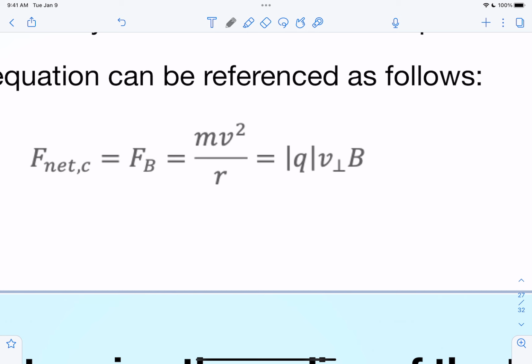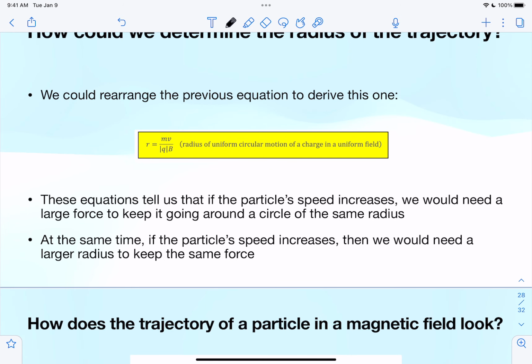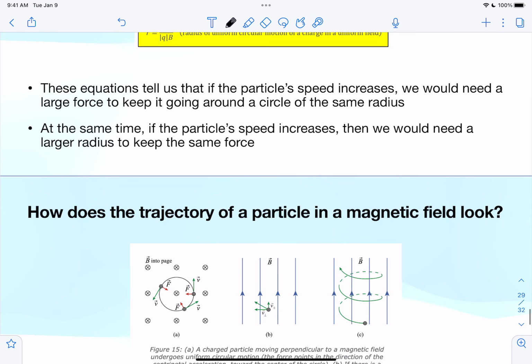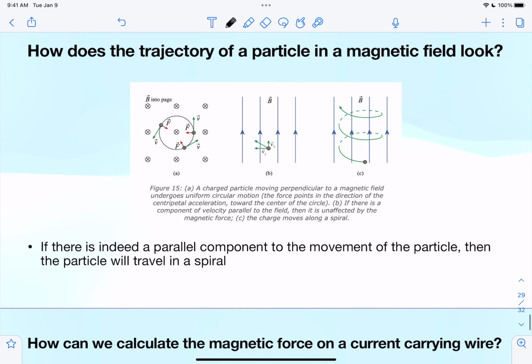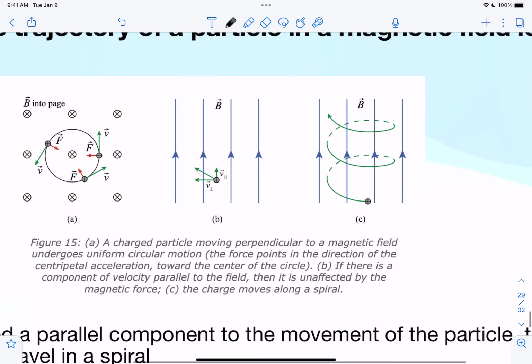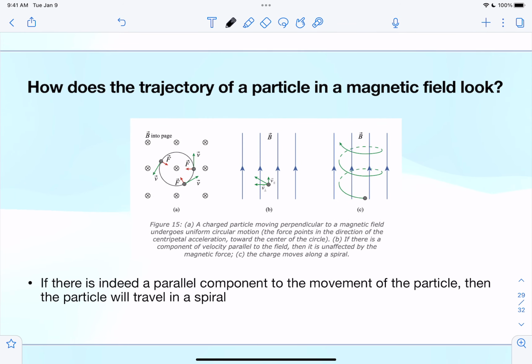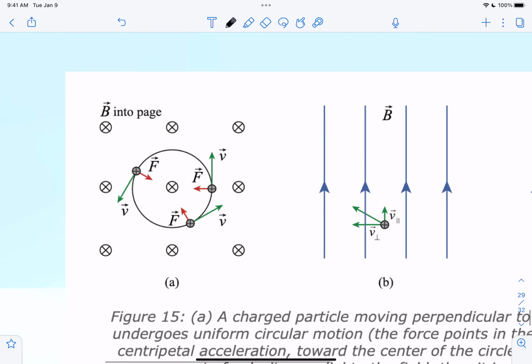So if we increase particle speed, we would have to increase the radius to keep the same force, right? That's what the equations tell us as well. And then these are descriptions of the circular motion that you experience with a particle in a magnetic field. It'll move in this centripetal motion kind of direction, right?